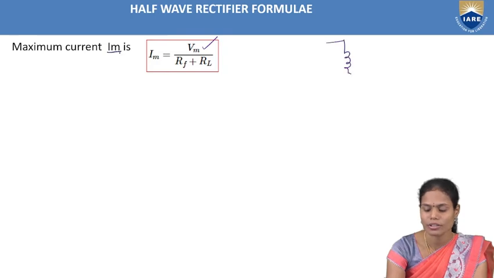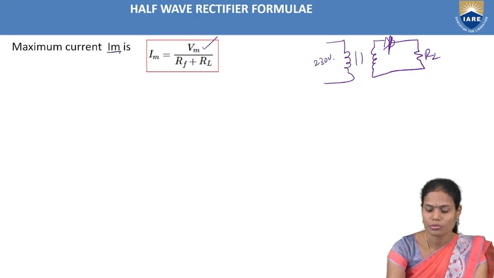In the half wave rectifier we have the transformer, one diode and one load resistor RL. So here we will apply a 230 volts supply.